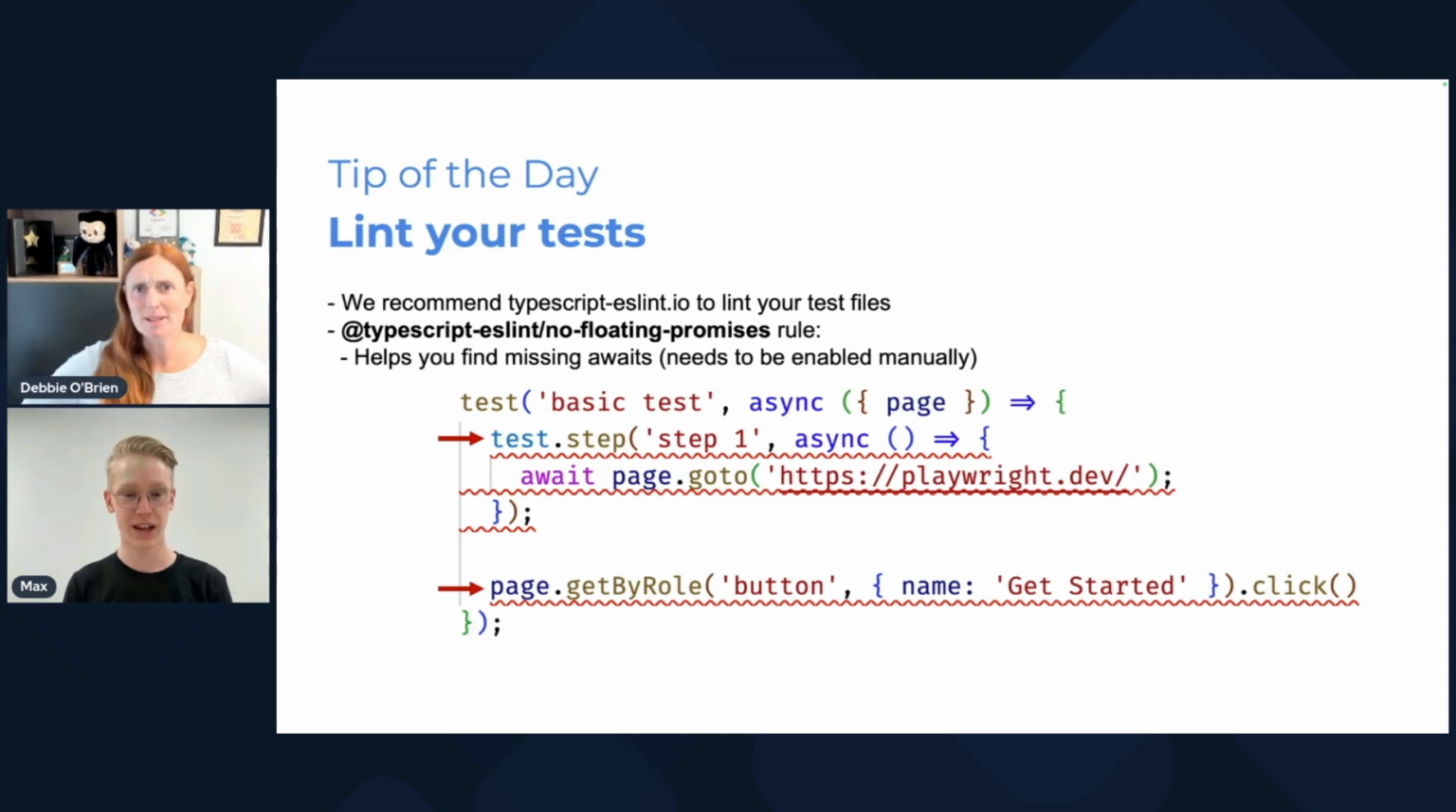Max, what's our tip of the day? Our latest tip of the day is lint your tests. We recommend using ESLint, especially TypeScript ESLint, to lint your test files. The TypeScript ESLint no-floating-promises rule is really helpful to find missing awaits. We saw that a lot of users sometimes forget their awaits, and then the test behaves differently than they expect. They usually get a page closed exception or something else is happening. So when you use this rule, you will always see, oh, there's an await missing.